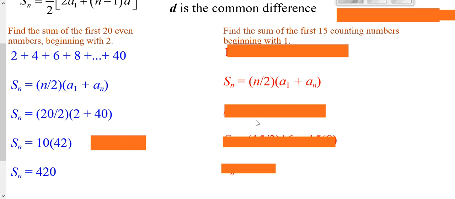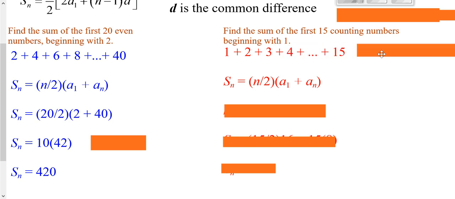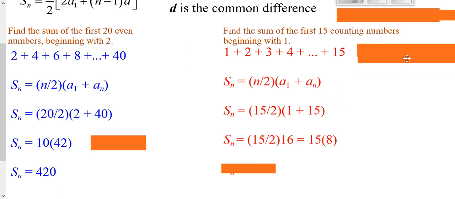I'd want to do the same type of thing over here. I'd want to write out my series, the first 15 counting numbers. So that's 1, the next one is 2, the next one's 3. And because I'm looking for the sum, I need to have plus signs in here until I got to my 15th counting number, which would be 15. So n is the number of terms. Well, that would be 15. My first term, which in this case is 1, plus my last term, which is also 15. Do that in your head or with a calculator, would not make a difference.